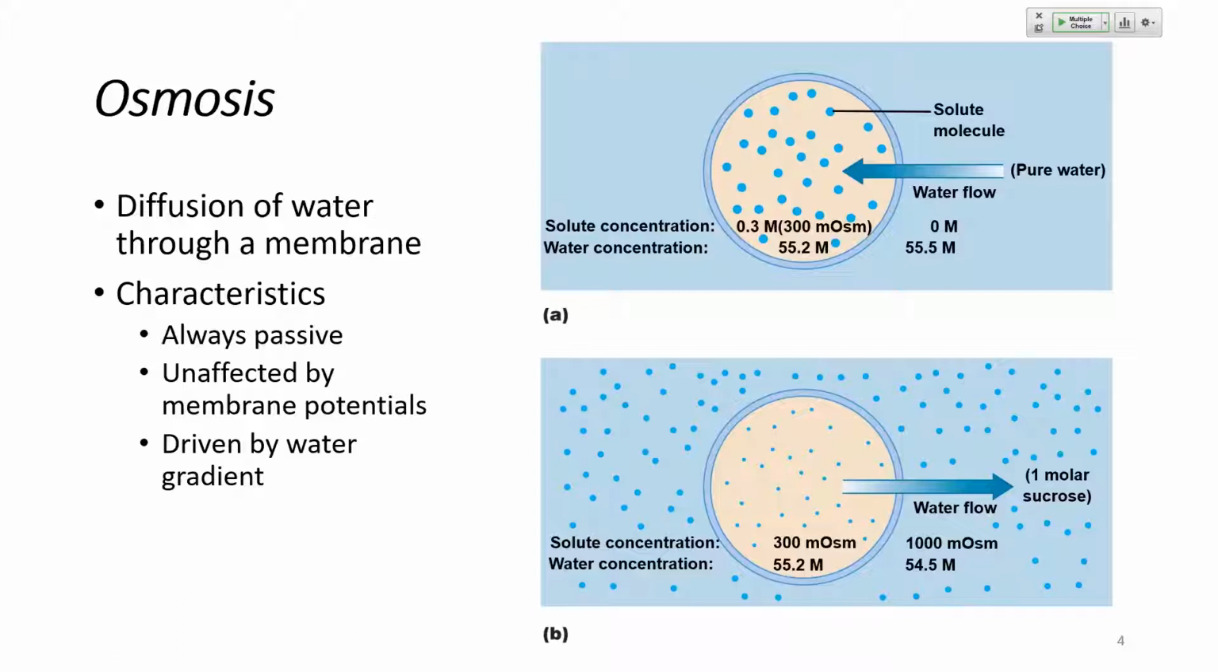That can be implied by the fact that it's always down the concentration gradient, and it is not affected by membrane potential. So this is not an ionic force. This has nothing to do with the membrane potential, nothing to do with any charge. Water is not a charged particle. And so this is movement unaffected by the membrane potential. And like I mentioned earlier, this is driven by the water gradient. So based upon different solute concentrations, we have a gradient of water, and water moves along its gradient.